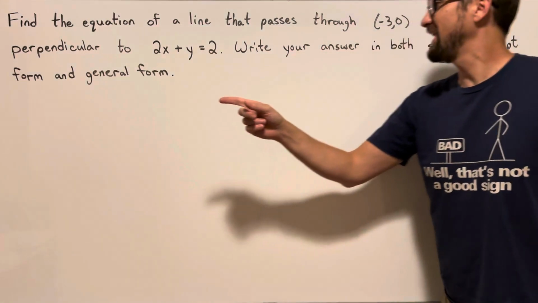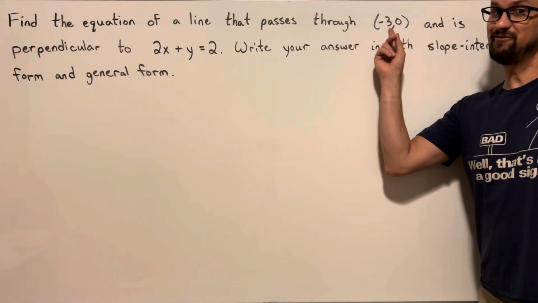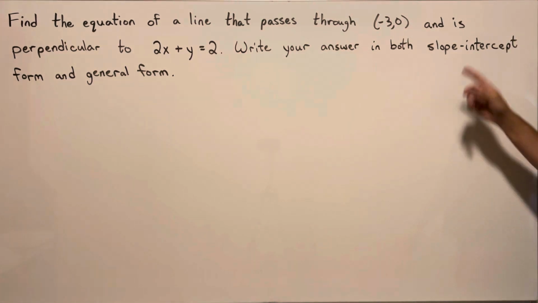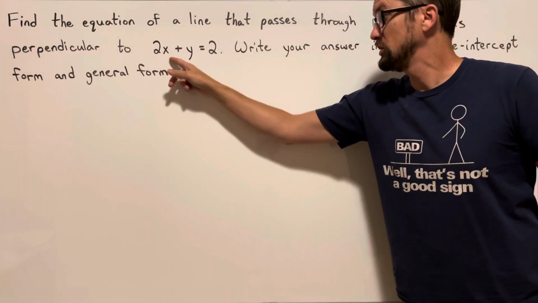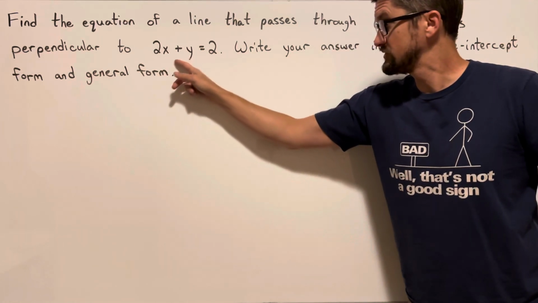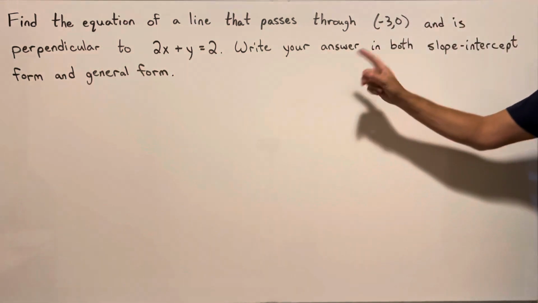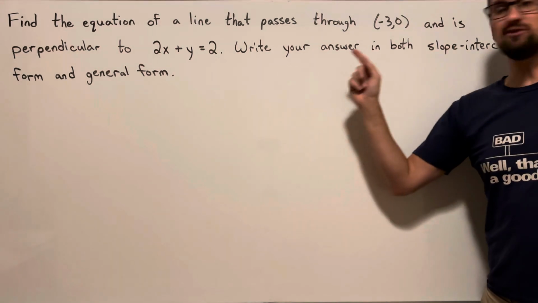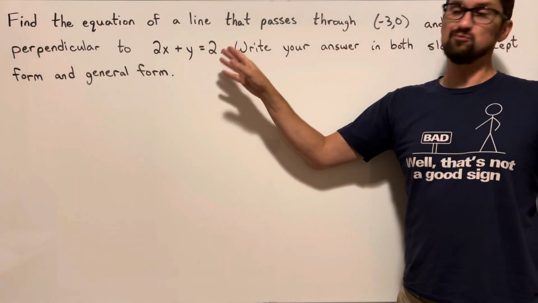Find the equation of the line that passes through (-3, 0) and is perpendicular to the line that has this equation, 2x + y = 2. Write your answer in both slope-intercept form and general form.